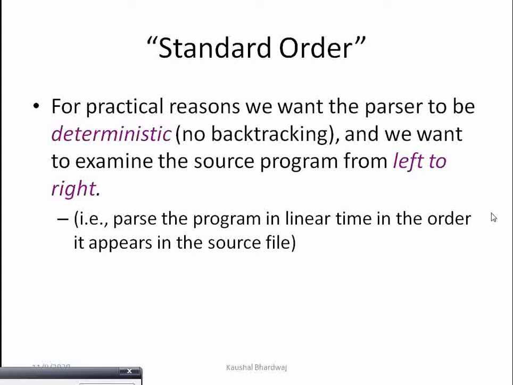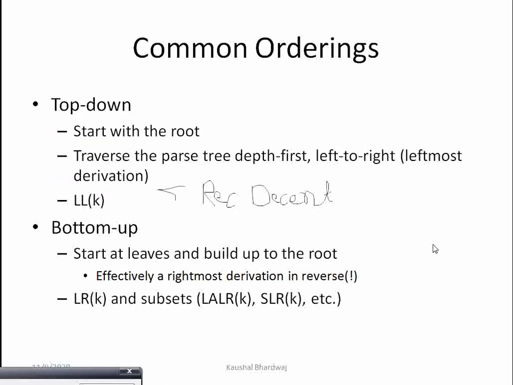Now let me tell you about the common orderings. It can be a top-down parser or a bottom-up parser. One more type of parsing is universal parsers. Some algorithms are there in universal parsing. It can be something like the Cocke-Younger-Kasami algorithm or Earley's algorithm.